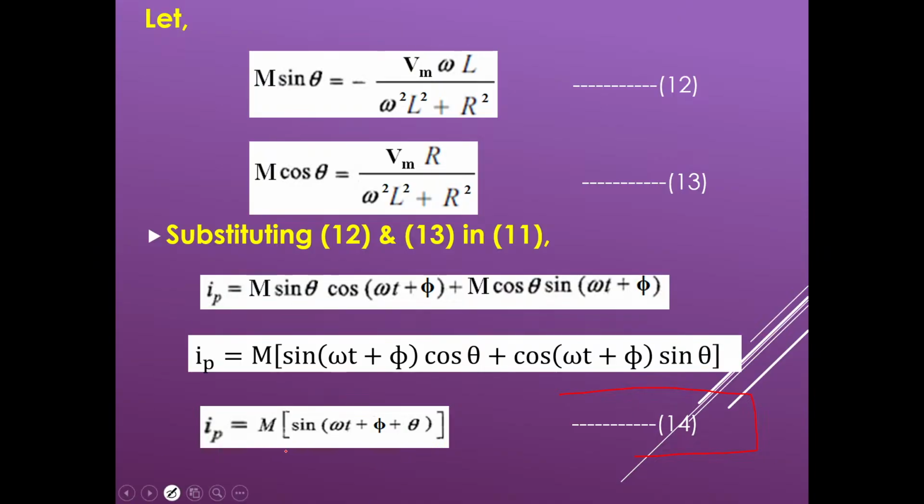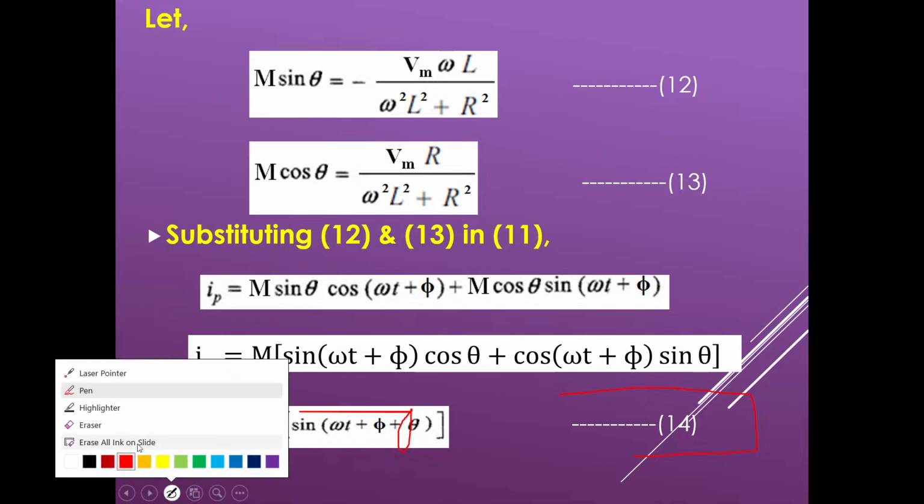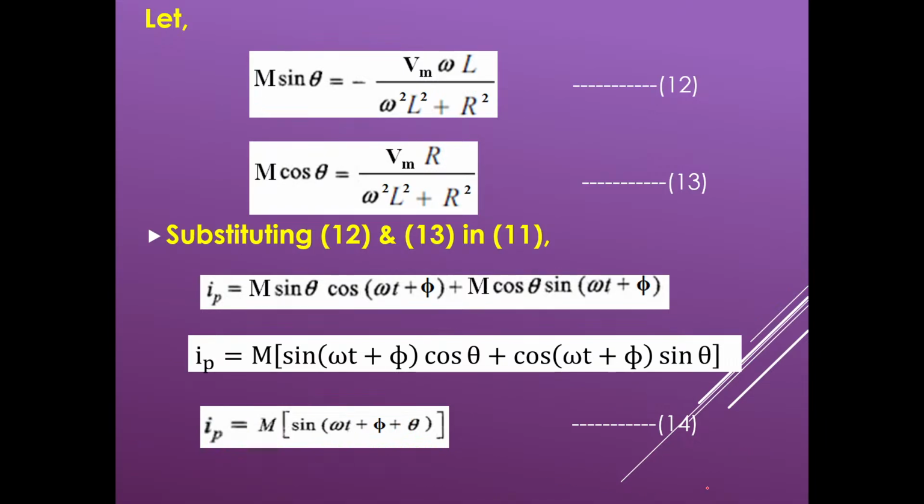So we have got some simpler expression, but we don't know what is meant by m. We took some notation here, m, but we don't know what is the value of m and we don't know what is the value of theta. So we don't know the m value and theta value. Let us find m and theta in the next slide.